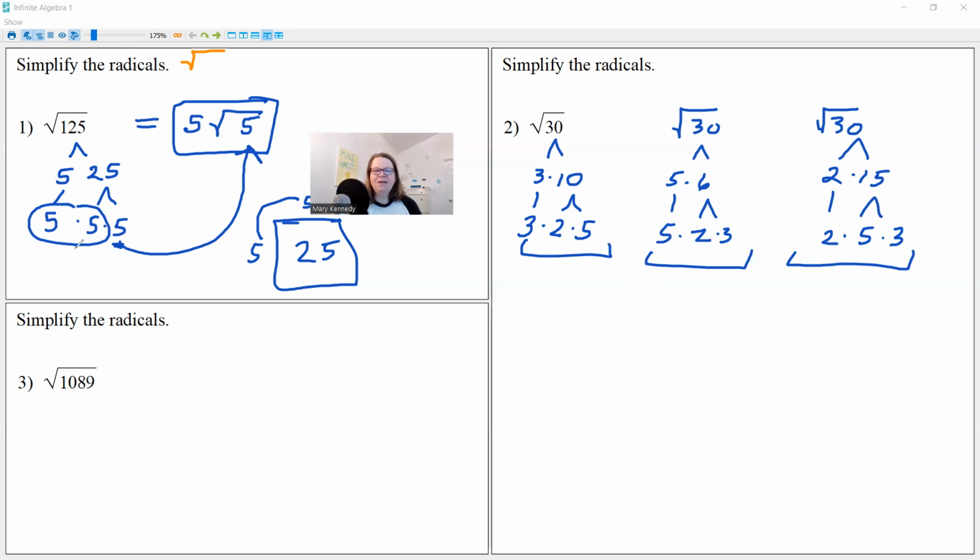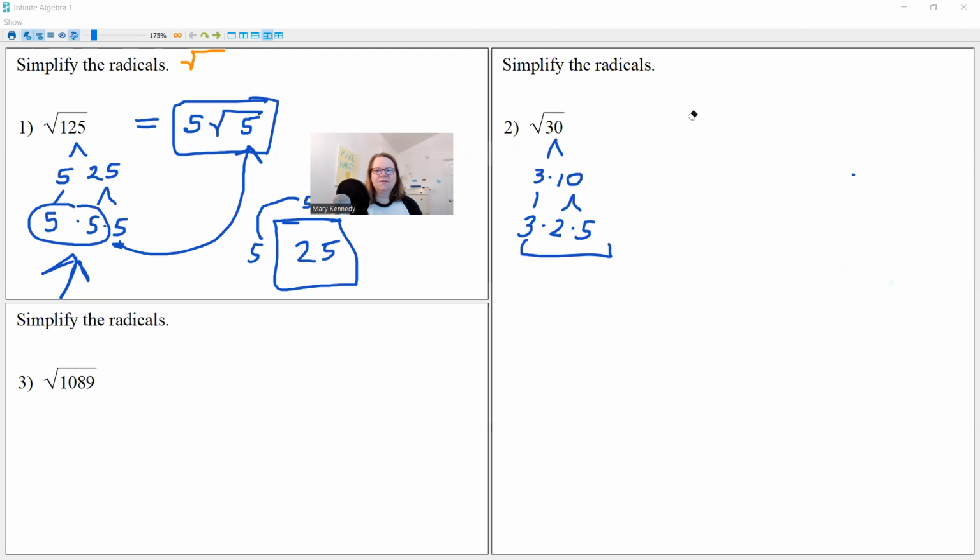Now, we needed pairs over here in order to simplify the square root. We have no pairs here. So let's just say that we went with 3 times 10 since it's written first. Okay. Doesn't matter which one you do.